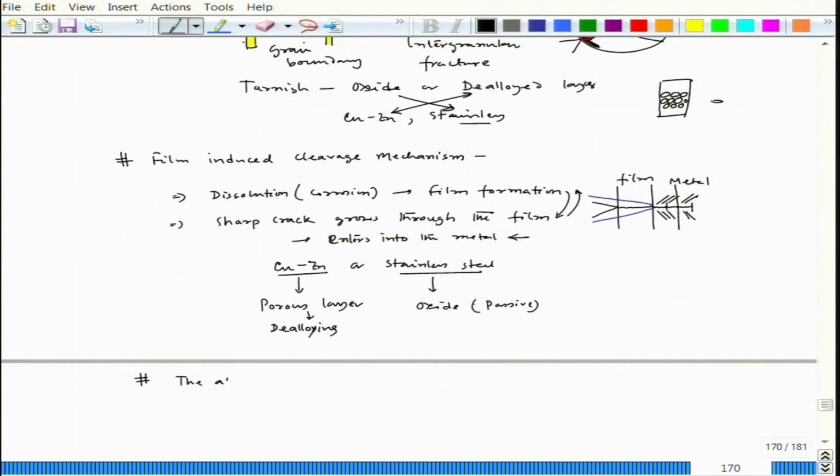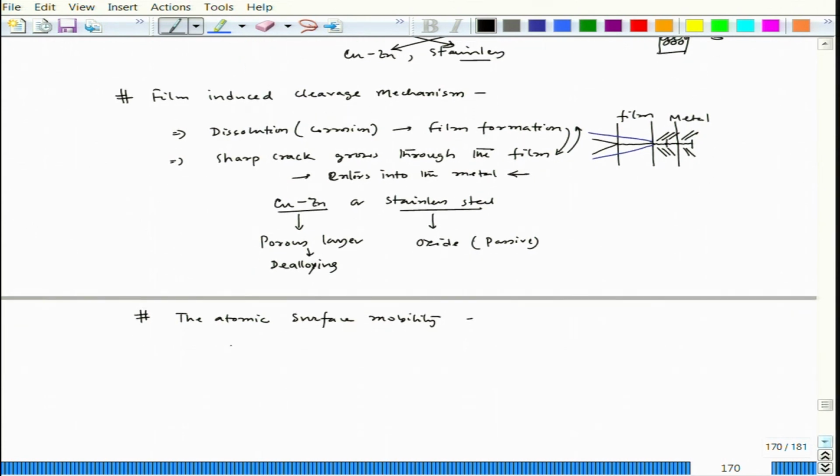atomic surface mobility mechanism. In this case, there are some species in the corrosive media. So, this is the crack tip, and these are the atoms at the crack tip, and of course, the crack tip is basically a high stress zone, and away from the crack tip is a low stress zone.